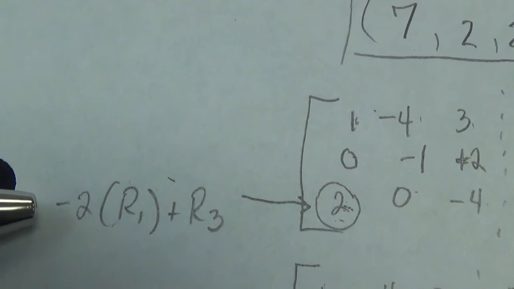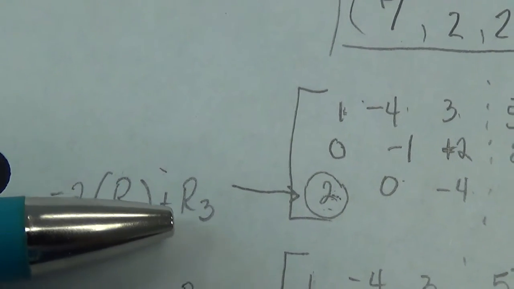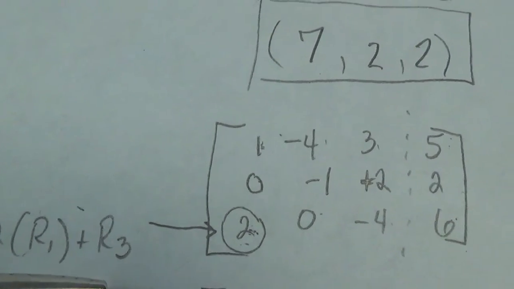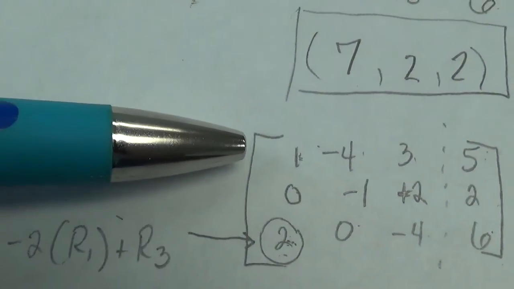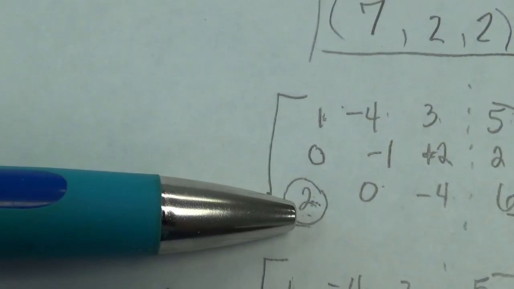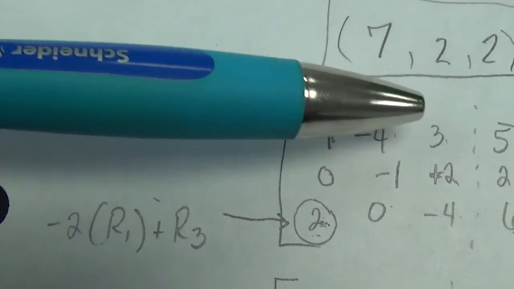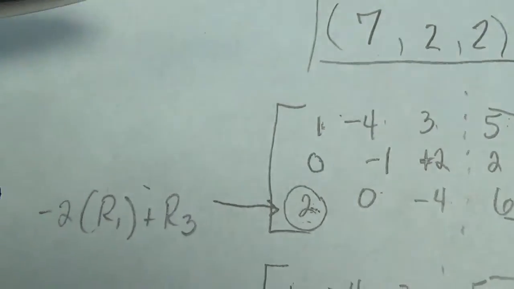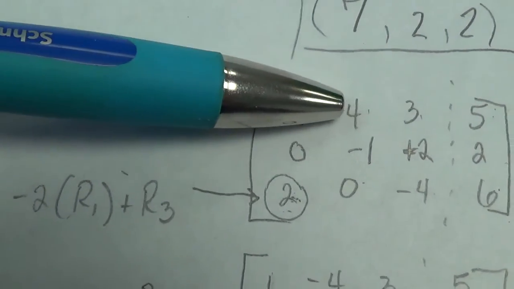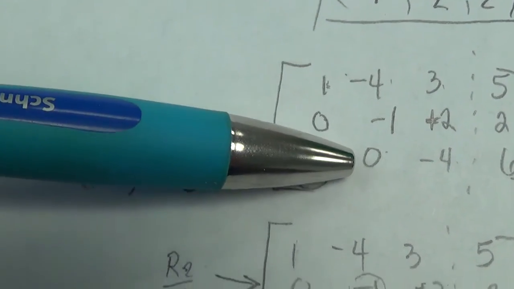Notice how I wrote that: -2 times all the elements in row 1, add it to row 3. Here's what it'll look like. I'm going to take -2 times this value and add it to this. That will get the desired 0. But I have to do that here as well, here as well, and here as well. So -2 times this gives me an 8. Add it to this gives me an 8.